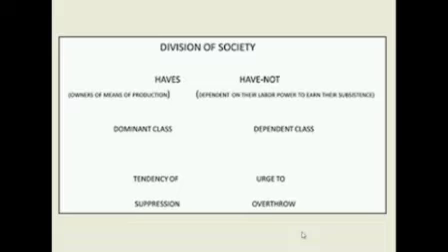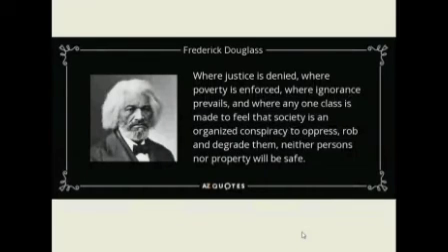So for example, we had the bourgeois class developing in European feudal times and becoming strong enough, being able to acquire wealth and so on, so it was able to challenge the feudal class. Today, the working class is in a similar position, being the creators of the wealth of the society, but being exploited for it. So Frederick Douglass says, where justice is denied, where poverty is enforced, where ignorance prevails, and where any one class is made to feel that society is an organized conspiracy to oppress, rob, and degrade them, neither persons nor property will be safe.